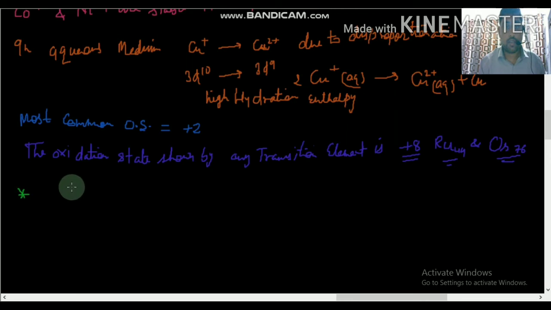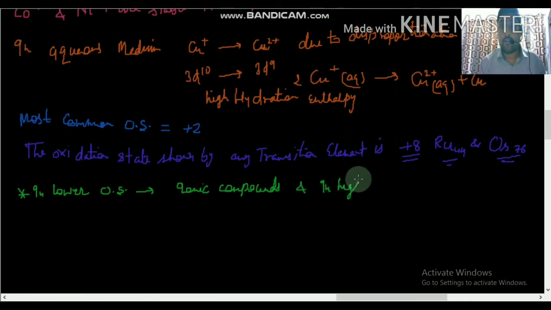Now in lower oxidation states they generally form ionic compounds, and in higher oxidation states they form covalent compounds.